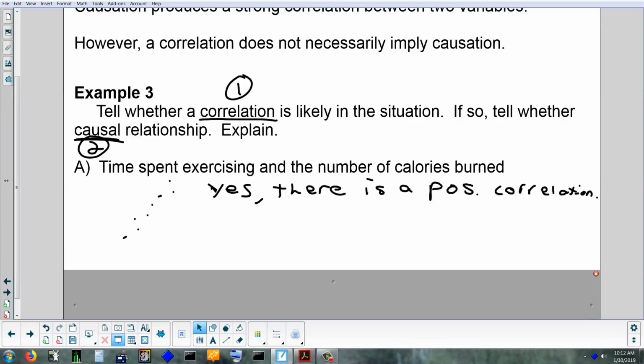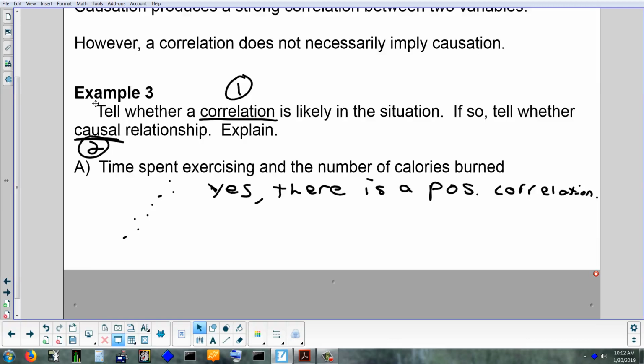Now, if there's a correlation, we're going to take it one step further and figure out, is there a causal relationship? That means if you change one of the things, it would automatically change the other one. So if you change the number of minutes you spend exercising, will it automatically change the number of calories you burn? Yeah. Pretty much, yeah.